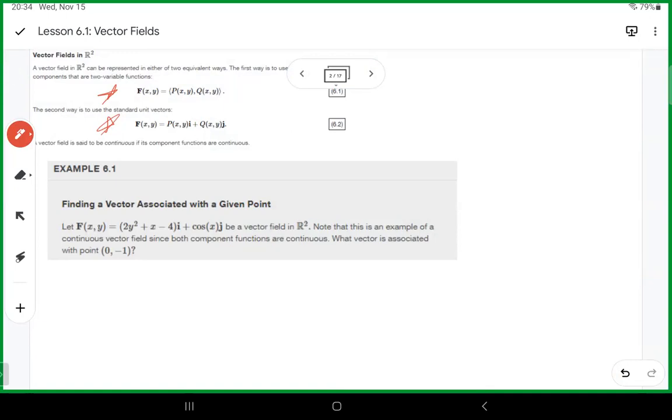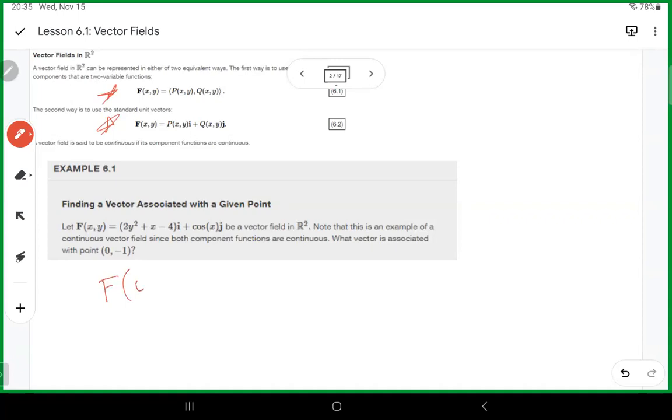So the first example here says finding a vector associated with a given point. If we let f of x, y be (2y squared plus x minus 4) i vector plus cosine x j vector be a vector field in R squared. And note that this is an example of a continuous vector field since both component functions are continuous. The vector is associated with the point (0, -1). So what we want to do is substitute the point values of x and y into the field point.